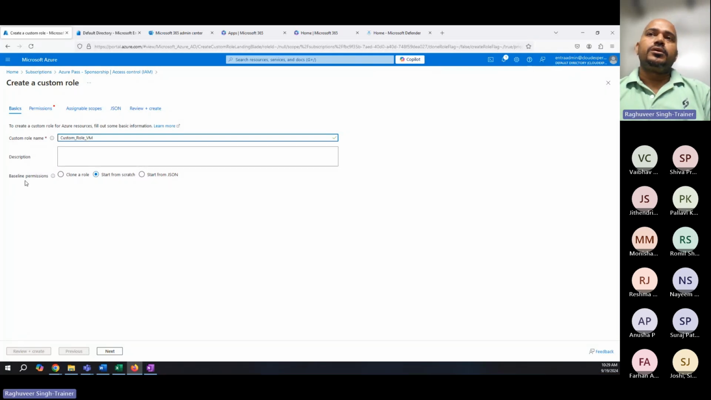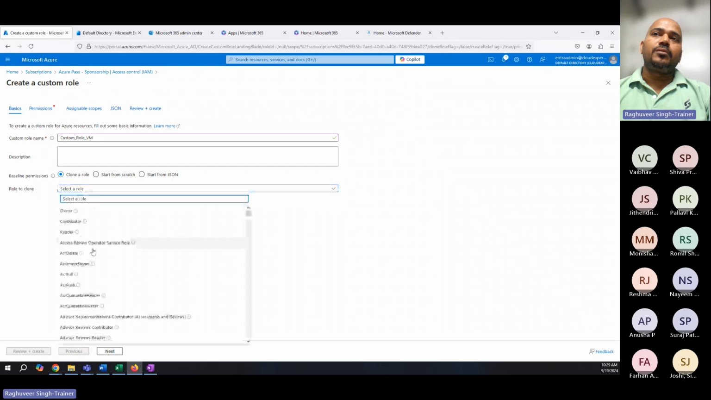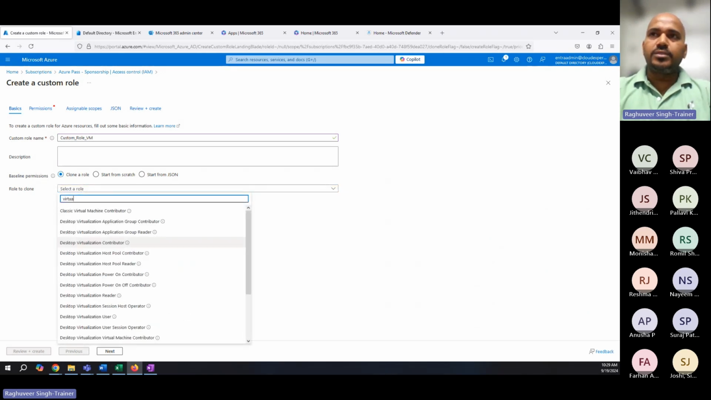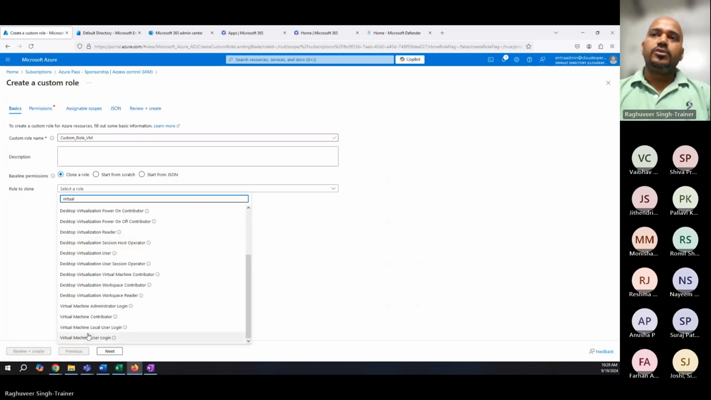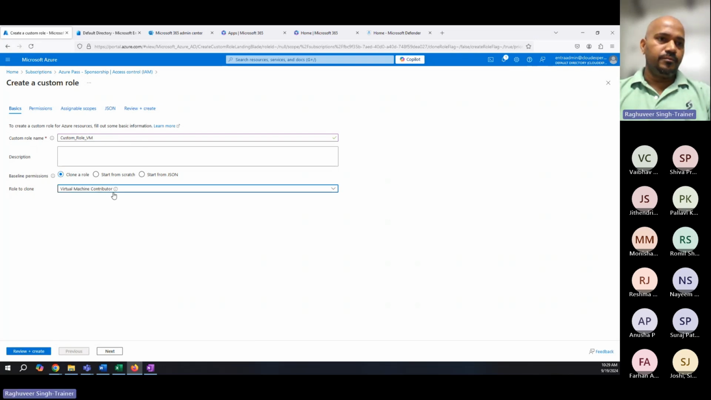Now I have options. I can clone a role if there is an existing role. I can start from scratch or I can start from JSON. Now, clone a role doesn't mean an existing custom role here. Clone a role here basically means an existing RBAC role. So I can select an RBAC. These are all the RBAC roles which I have. For example, I want to create some customization in virtual machine contributor. So I'll pick the virtual machine contributor role because this is where I want to do the customization.